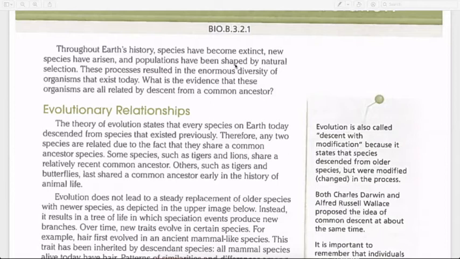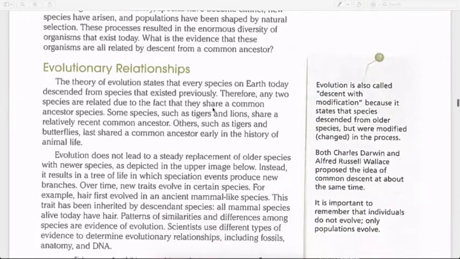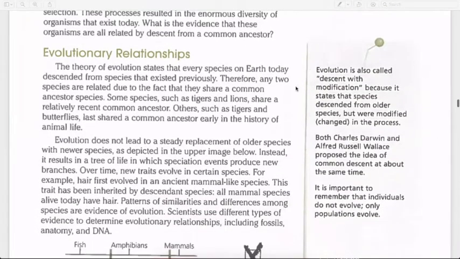Throughout Earth's history, species have become extinct, new species have arisen, and populations have been shaped by natural selection. These processes result in enormous diversity of organisms that exist today. What is the evidence that these organisms are related by descent from a common ancestor? Well, let's look. But before we get into that, side note over here, we should always look at these side notes. It says evolution is also called descent with modification because it states that a species descended from an older species but were modified, changed in the process, just like the birds on the whiteboard I just showed you.